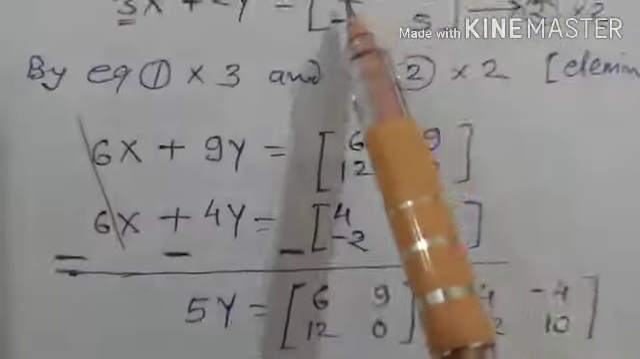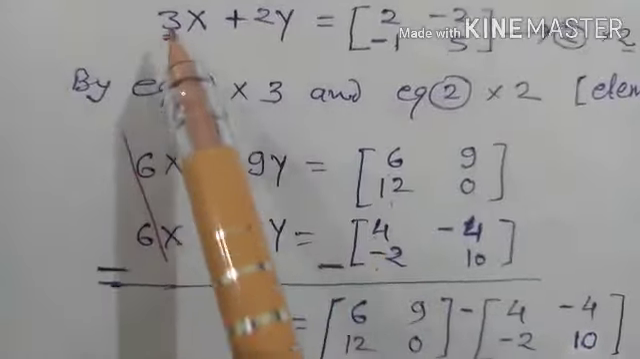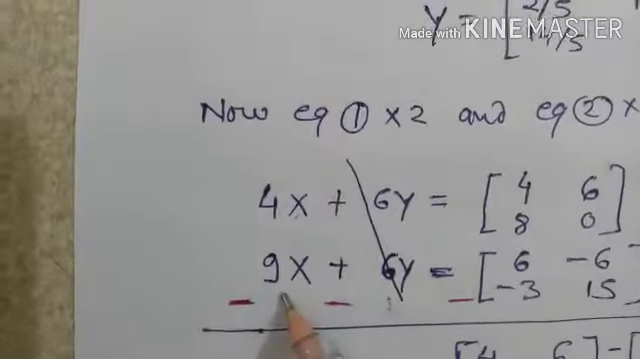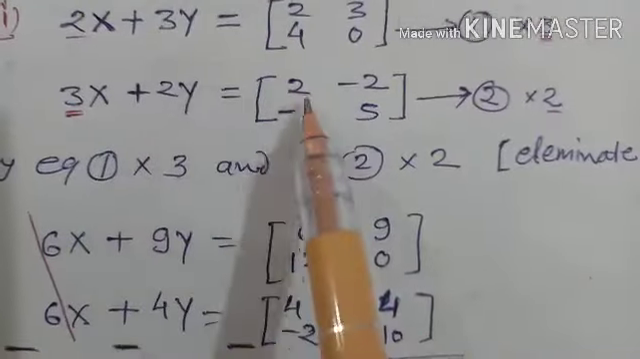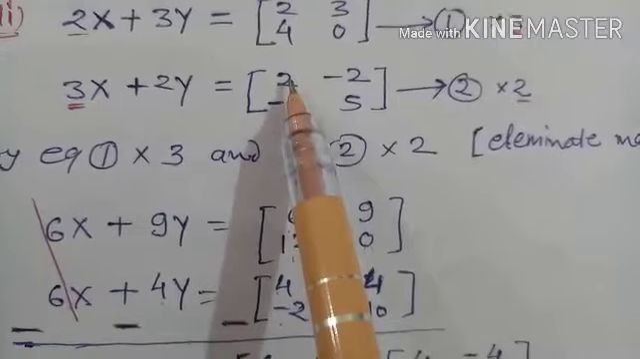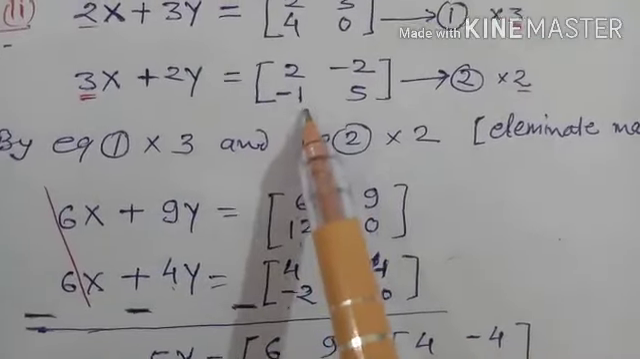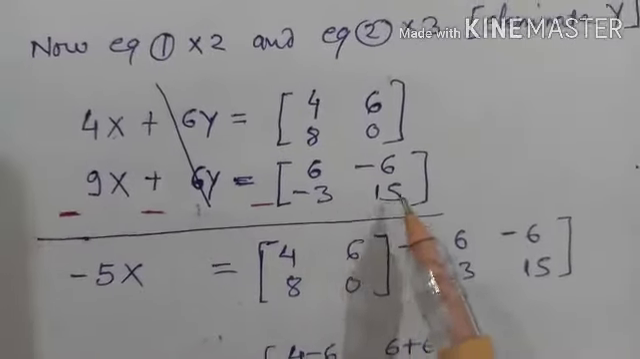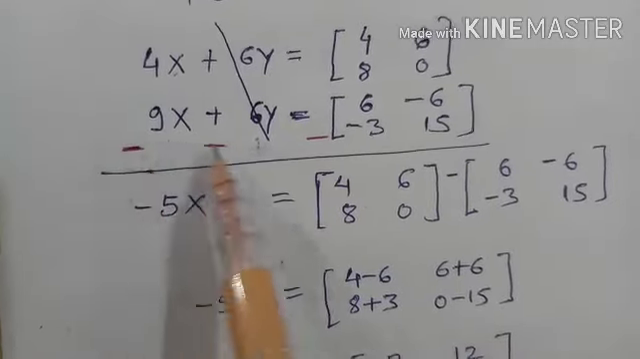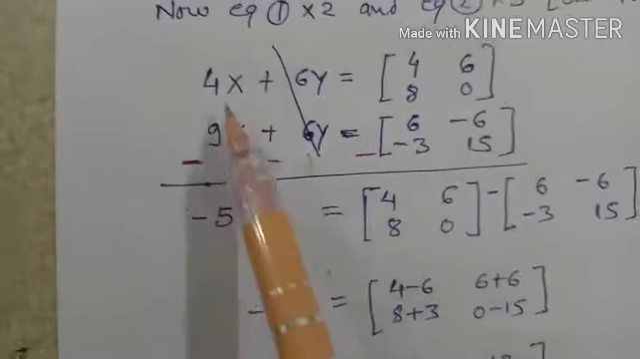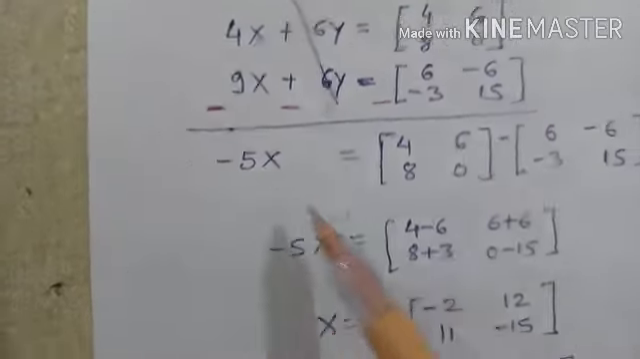Now the second equation is multiplied by 3, so 3 into 3 is 9X. Once again, 3 into 2 is 6Y. Now every element is multiplied by 3: this is 6, minus 3, minus 3 and 15. Once again subtract these two equations, minus minus, change the sign, 6Y cancels out, and the difference is minus 5X.